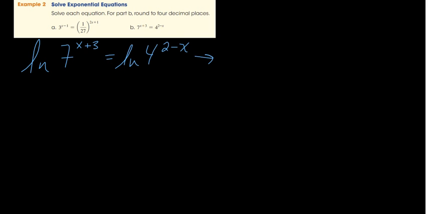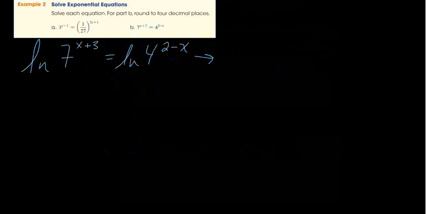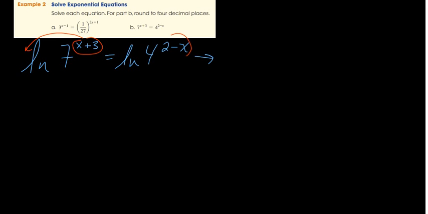Instead, we obviously have different bases, so let's go ahead and write it by taking the natural logs of both sides. Let's take the natural log of the left side: the natural log of 7 raised to the x plus 3. That's going to be equal to the natural log of 4 raised to the 2 minus x. Then using our power rule for logarithms, I'm going to take the exponent and put it out front.